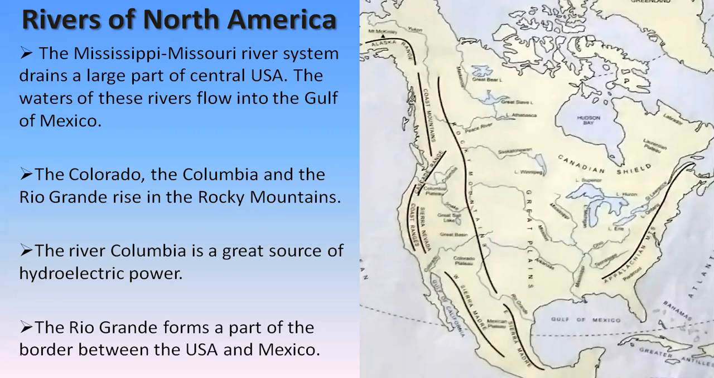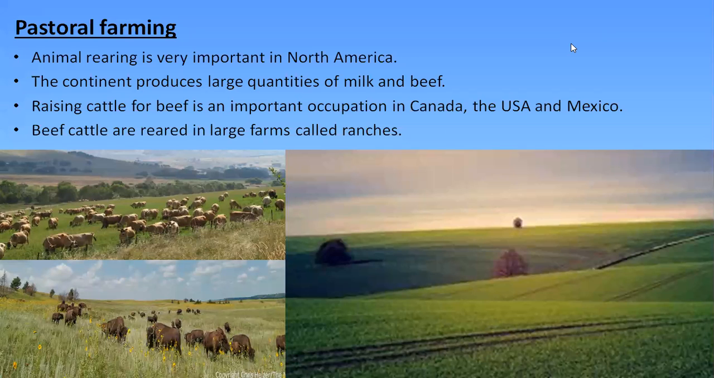Finally, in this video we discussed two topics: the rivers of North America and the utilization of resources of North America. Under that, especially, we talked about agriculture and pastoral farming. The next topics under utilization of resources we will study in the next video, and later we will continue with the other topics in upcoming videos.